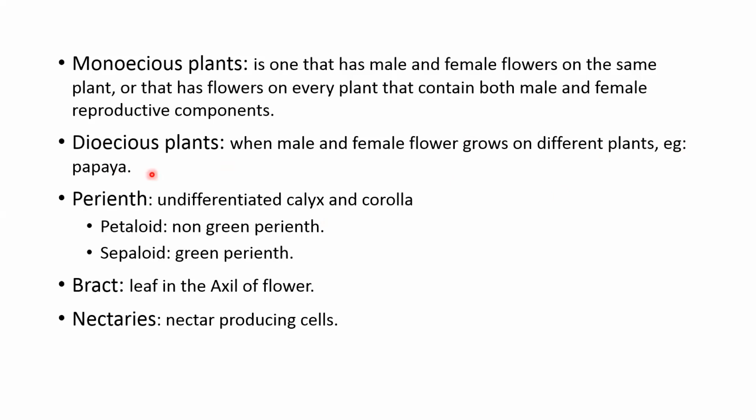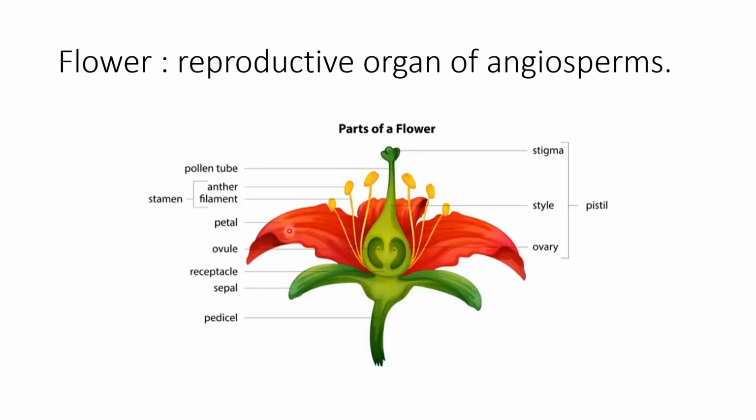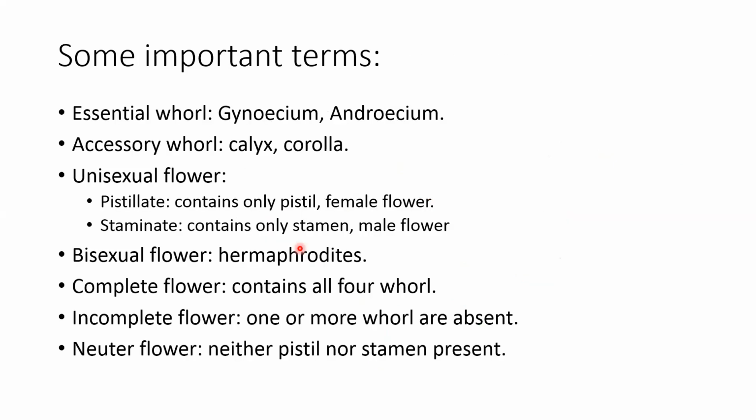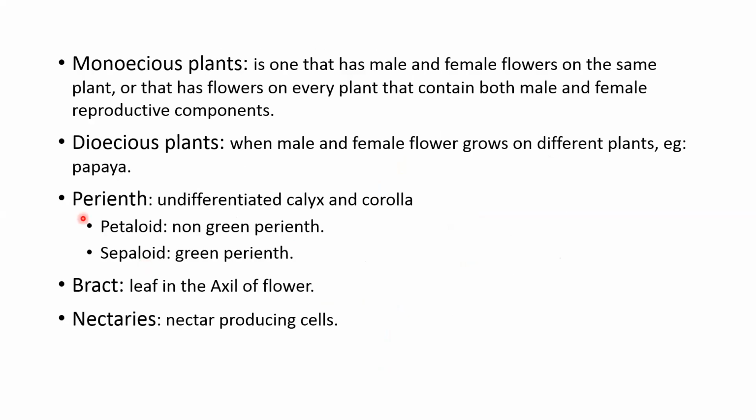Perianth. What is perianth? When calyx and corolla are undifferentiated, either both are green or both are non-green, this condition is known as perianth. This perianth is known as petaloid perianth when both are non-green, and perianth is known as sepaloid when both are green.